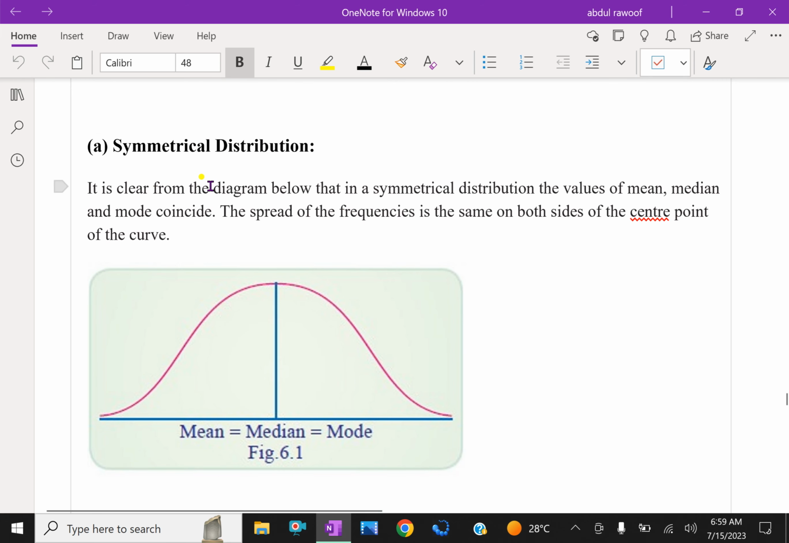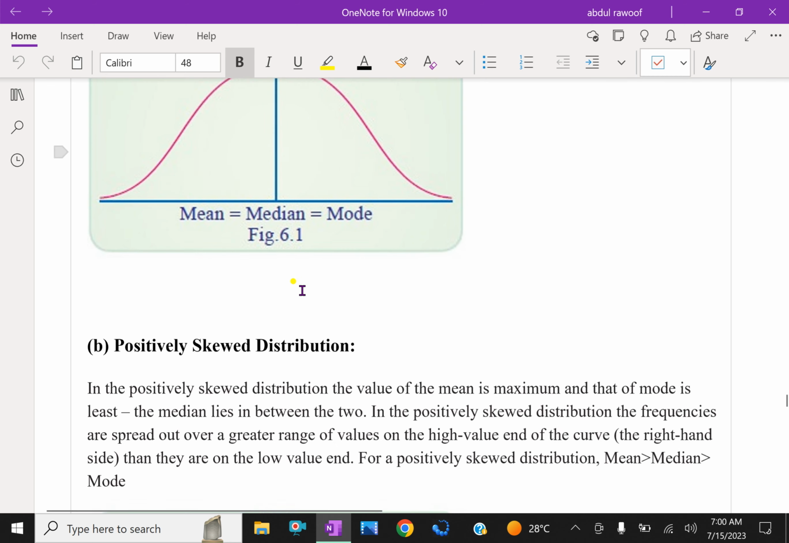First one, symmetrical distribution. Look at this curve. It is symmetrical about the median, exactly the same on left and right. It is clear from the diagram below that in a symmetrical distribution, the values of mean, median, and mode coincide. Here, this line has the mean, median, and mode. The spread of the frequencies is the same on both sides of the center point of the curve.